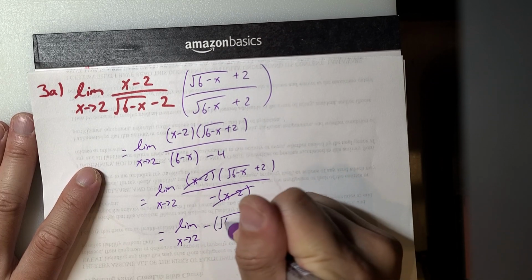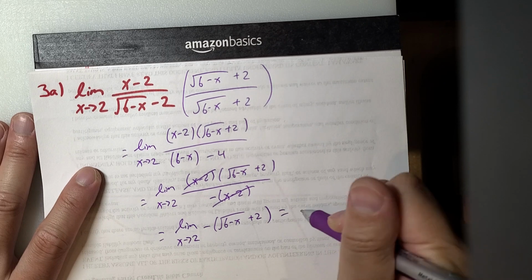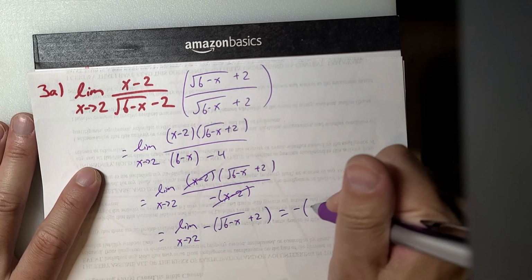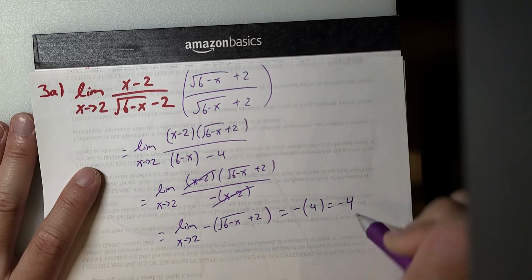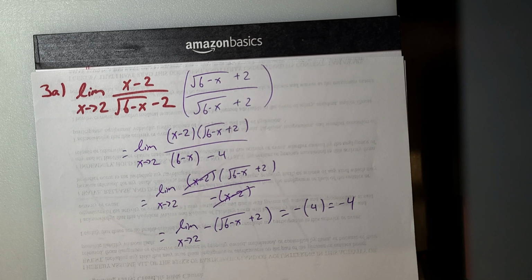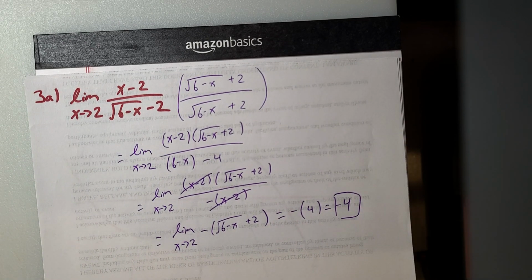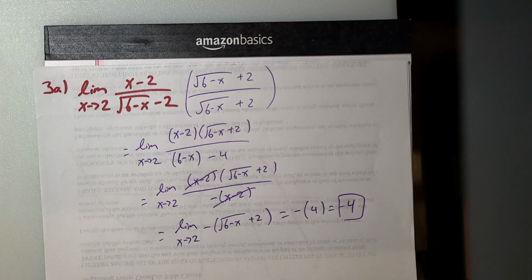Minus square root of 6 minus x, plus 2. Okay, this would be minus, 6 minus 2 is 4, so the square root of 4 is 2, plus 2, which is 4, minus 4. That should be your answer. Let me double check. Yes, that's right. Okay, not too bad. The key is to remember to use the conjugates.